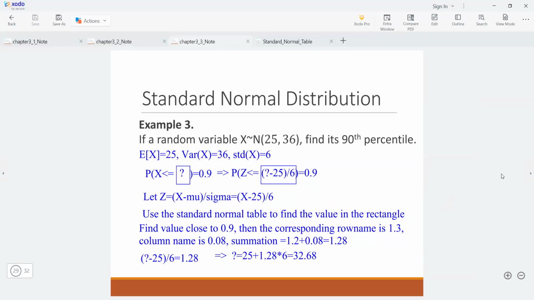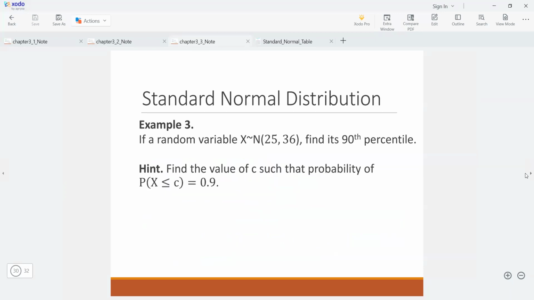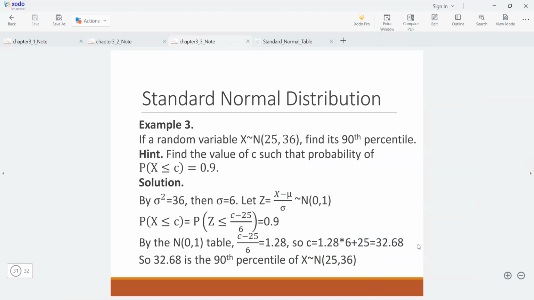As we said, we try to find the value. Here I use C instead of question mark. The idea is the same, and then you can find the answer. The answer is 32.68, and this is the 90th percentile of our random variable X, which follows a normal distribution with mean equal to 25 and variance equal to 36.